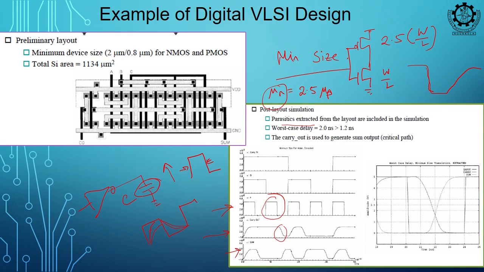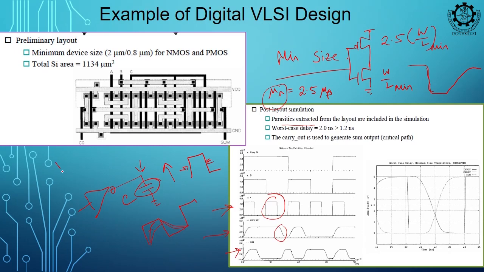So, minimum size you will be taken, right. So, this L should always be minimum. Clear? This L is the lowest your technology is offering you. If it is a 180 nanometer, you choose 180 nanometer. For digital design, L lowest. W could be bigger depending on how much load it is driving.